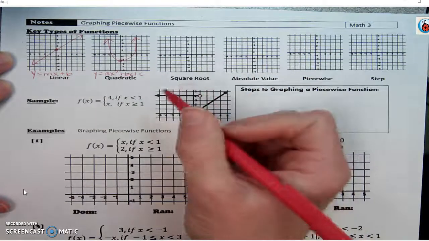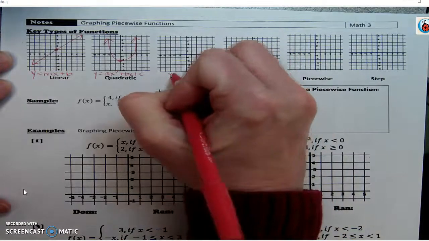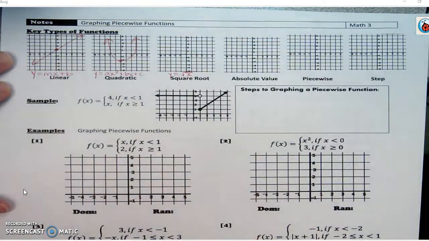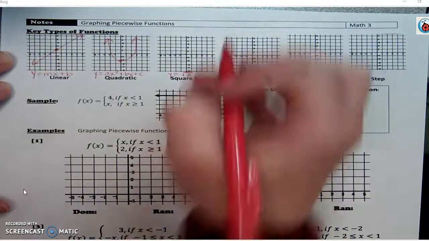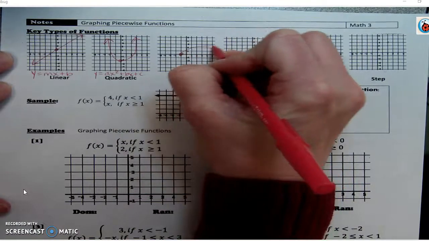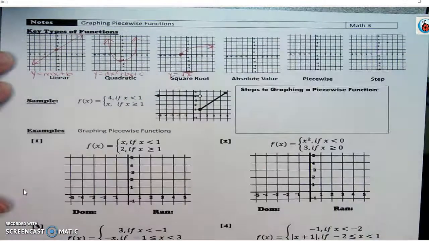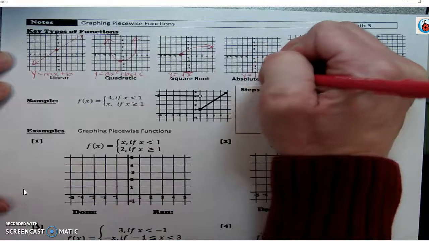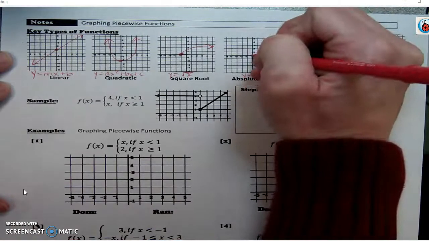Your square root function can have different shifts, but the parent function is y equals the square root of x, and it starts at one point and goes to the left or the right. Absolute value, y equals the absolute value of x. It makes a V.